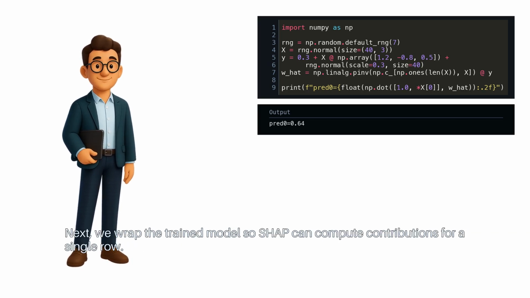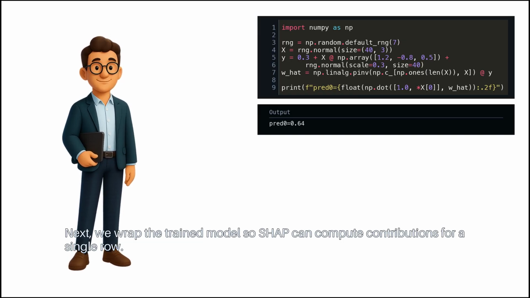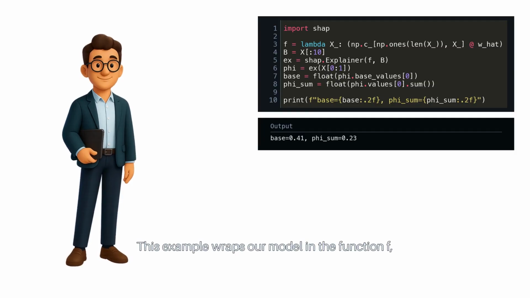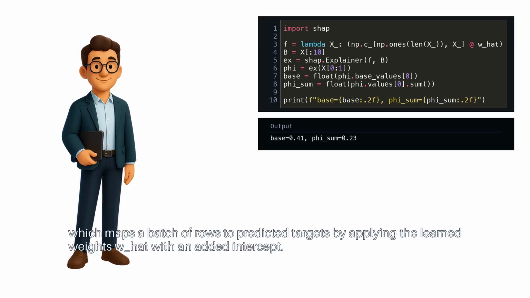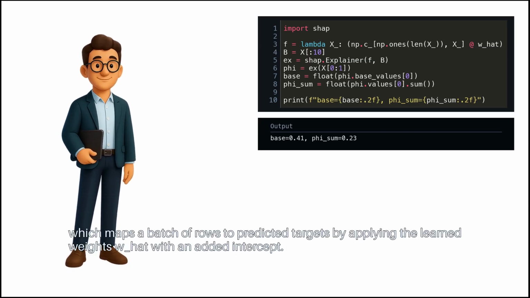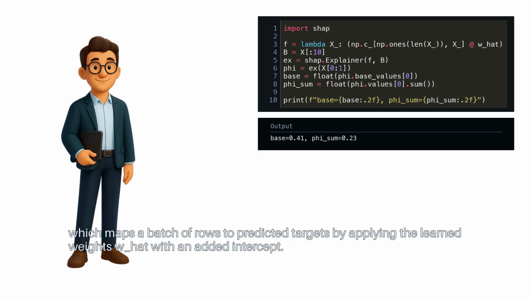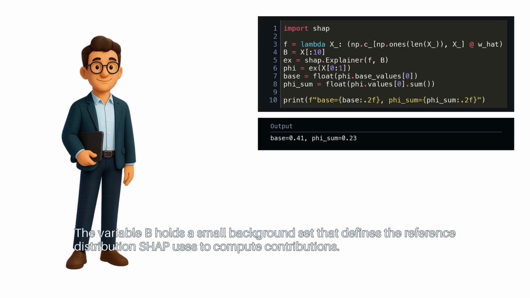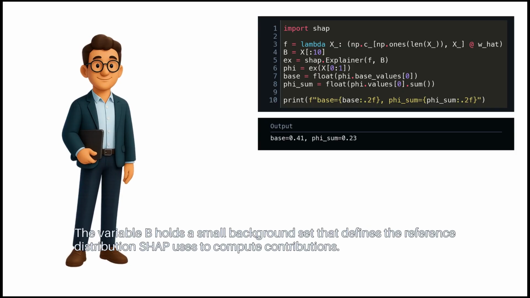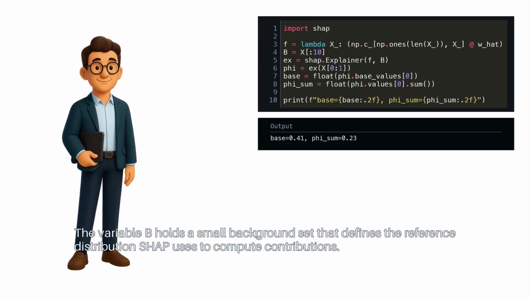Next, we wrap the trained model, so SHAP can compute contributions for a single row. This example wraps our model in the function f, which maps a batch of rows to predicted targets by applying the learned weights W hat with an added intercept. The variable b holds a small background set that defines the reference distribution SHAP uses to compute contributions.